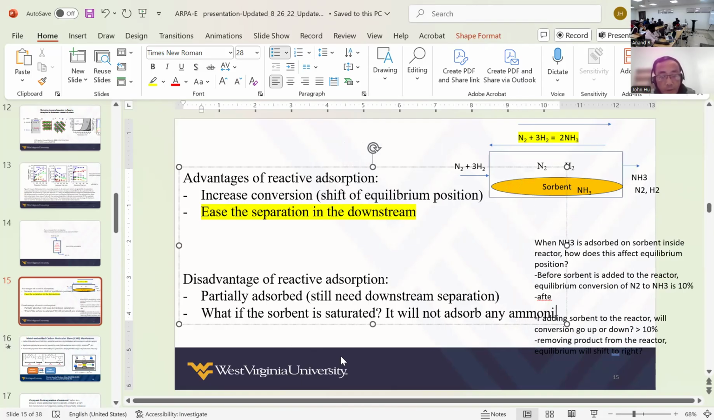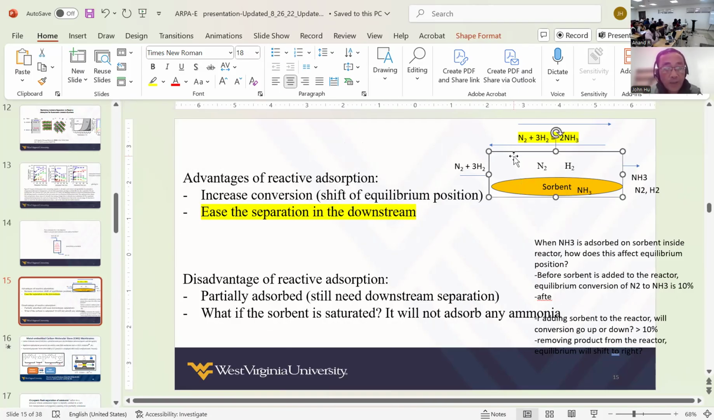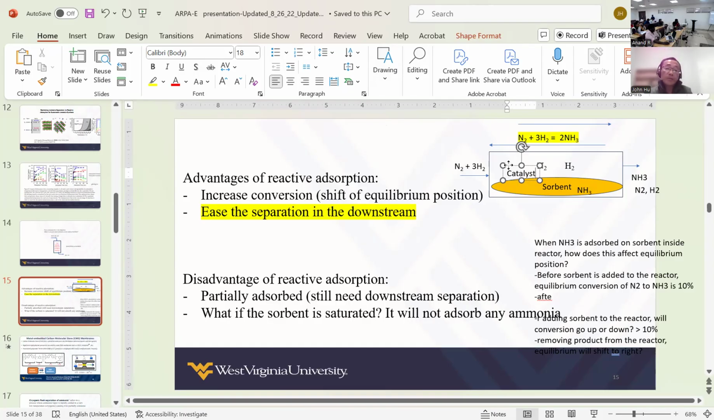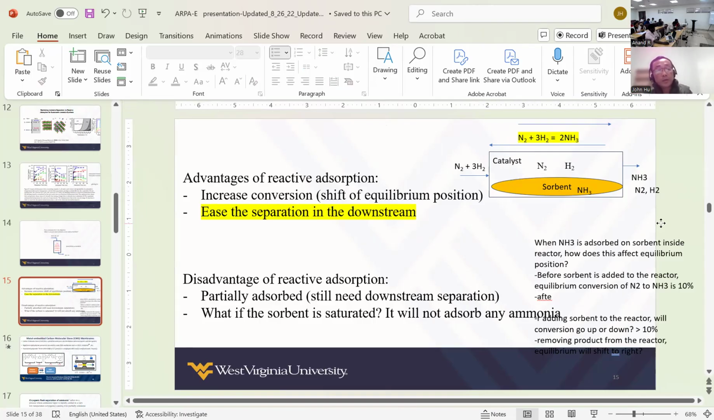Ammonia. Okay. So keep in mind, I put a solvent here. The reactor also has catalyst in there. Now, solvent, you have catalyst. When the solvent is saturated, you have to turn your reactor into this. That means you need 2 reactors at least.